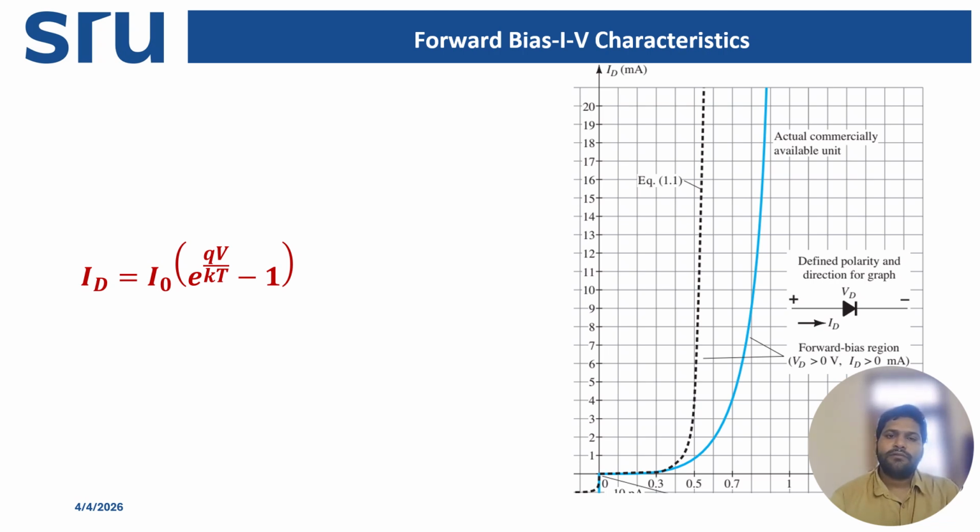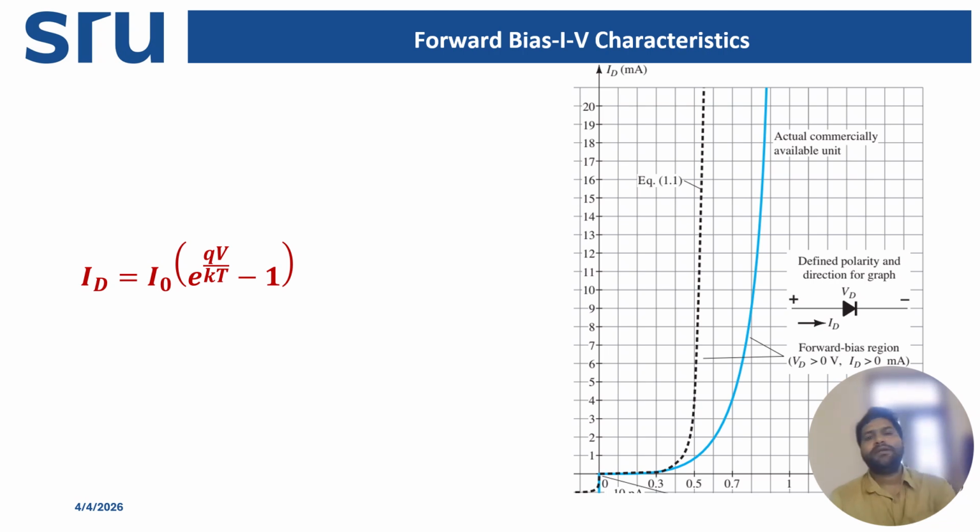The cut-in region means the point after which current starts flowing in the PN junction. Next is the threshold or cut-in voltage. As the applied voltage increases and reaches a certain voltage, 0.7 for silicon and 0.3 for germanium PN junction, at this point the barrier potential is effectively overcome. This voltage is called the threshold voltage or cut-in voltage. After this point, current increases rapidly.